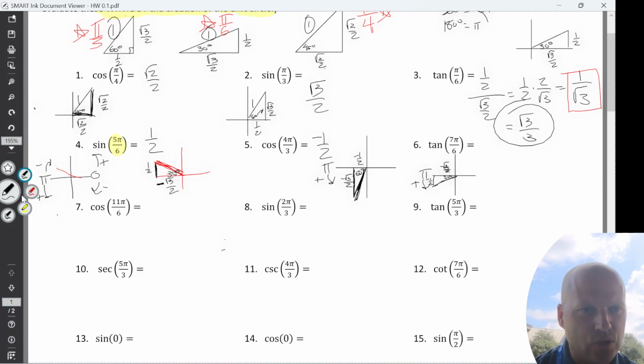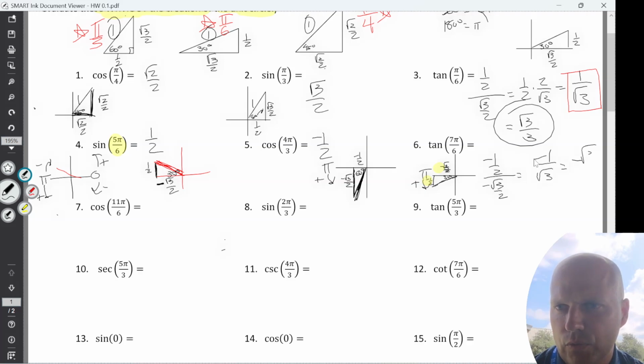What do I have to pay attention to? The fact that they're both negative. So I'm considering this to be negative and this to be negative. The tangent, opposite over adjacent, so that'd be negative 1/2 over negative root 3 over 2. Keep change flip. It's going to be negative 1 over root 3 or negative root 3 over 3. Okay?